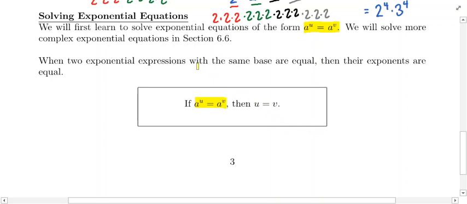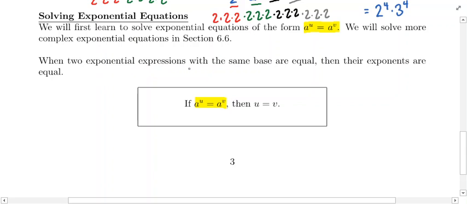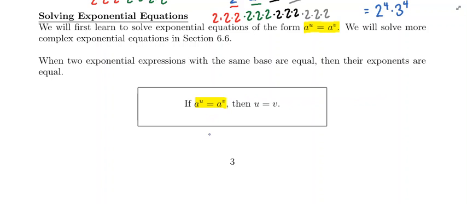So basically, to solve something like this, it says when two exponential expressions with the same base are equal, then their exponents are equal. It's summarized in the box. If you see the statement that a to the u power is equal to a to the v power, the only way that can be true, since the bases are the same, is that u has to equal v. The exponents or the powers have to be equal.